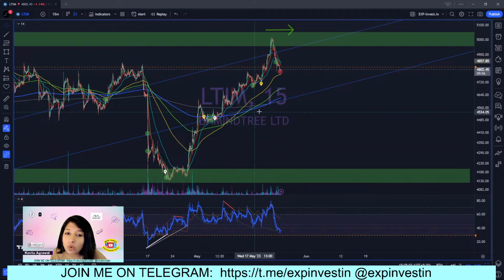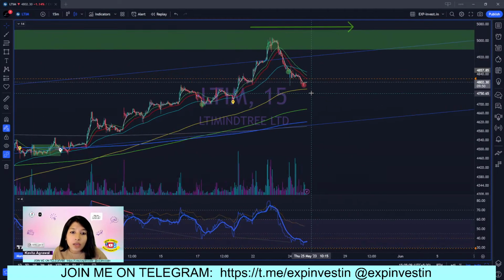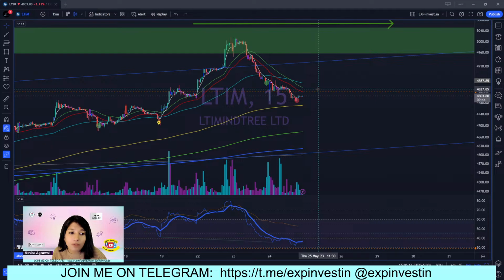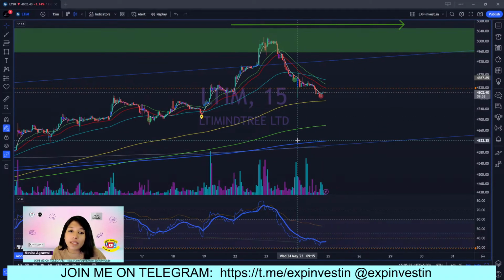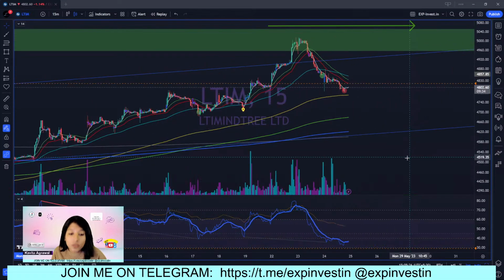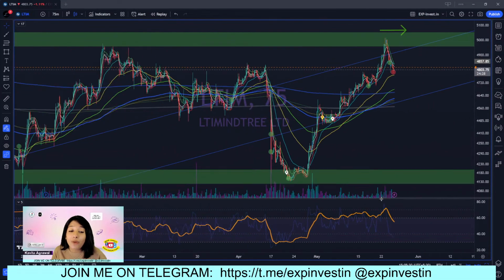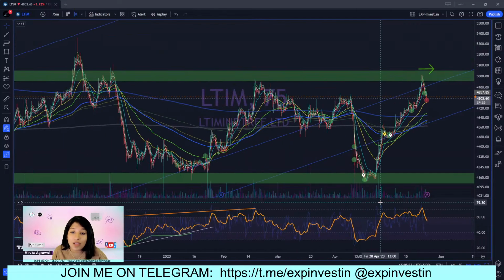So the current view on LTIM, Shashank, is that it is taking some correction here, and I think the stop loss for now has been triggered. However, I have put an alert at 4820, and if the stock goes back above 4820, then I think it will be really good to take a long position here. But for now, the correction that it has given is kind of significant. However, the trend is still very solid.